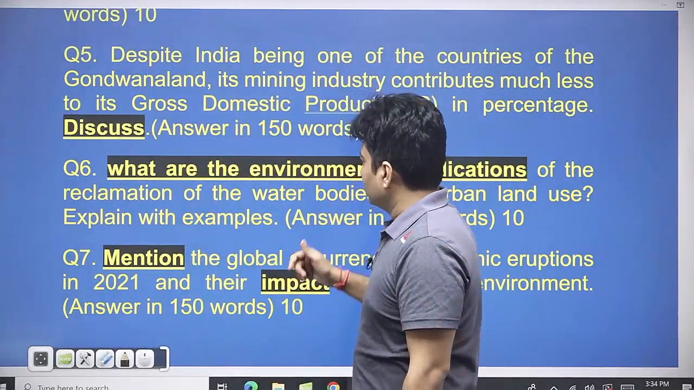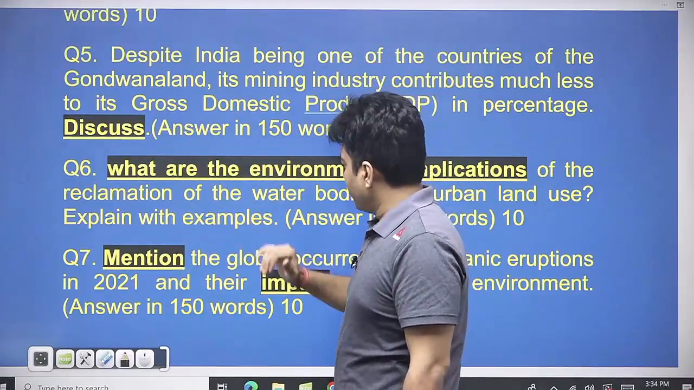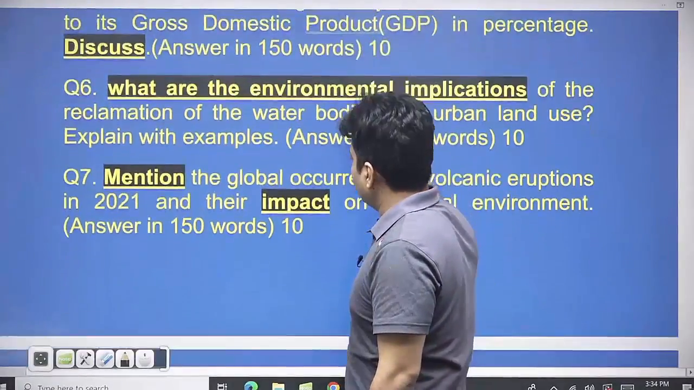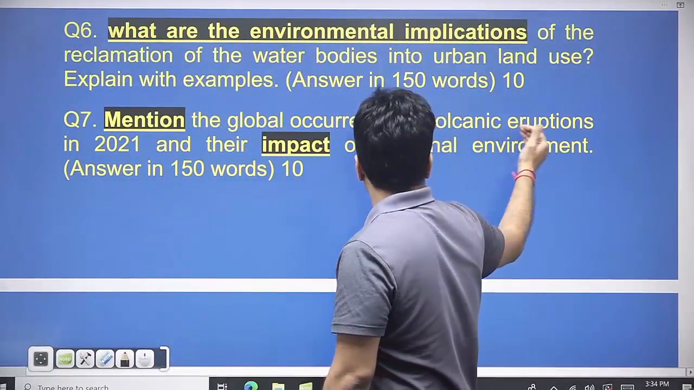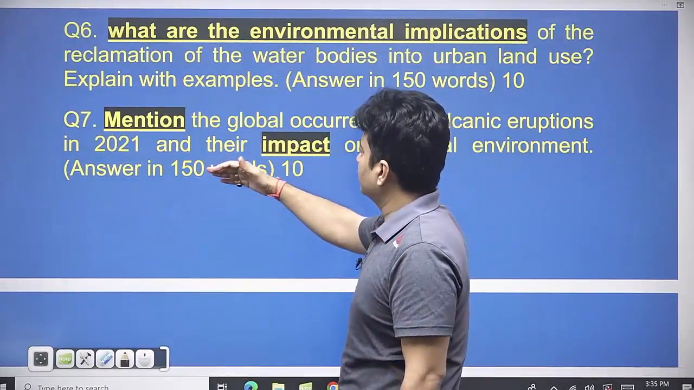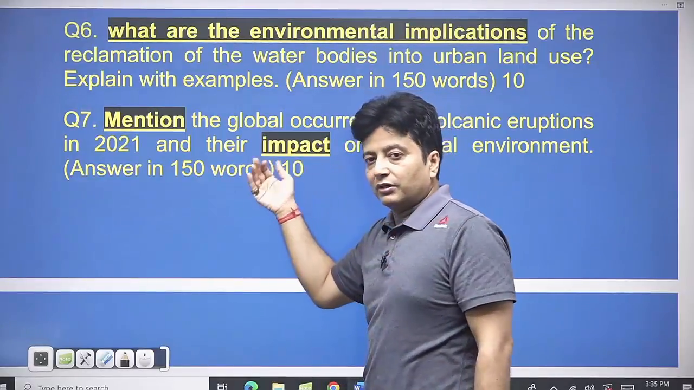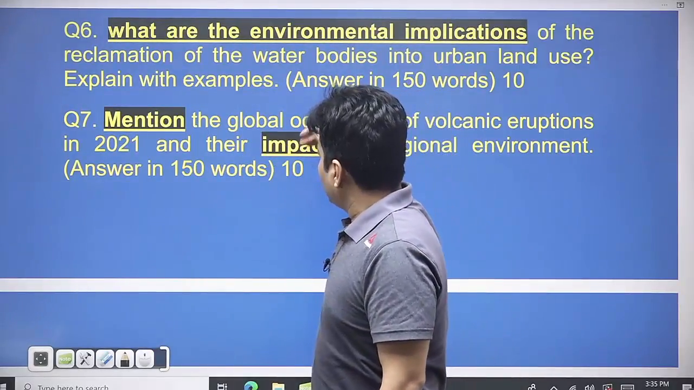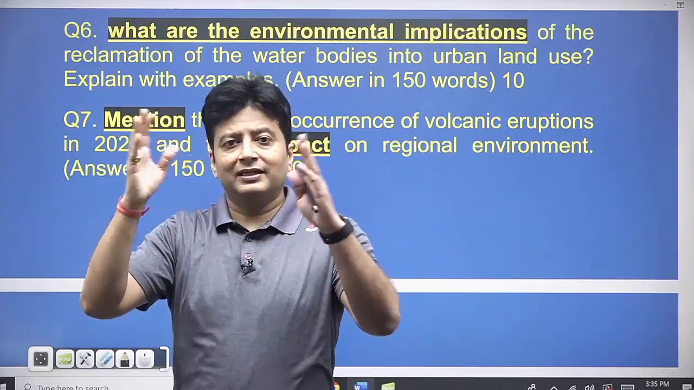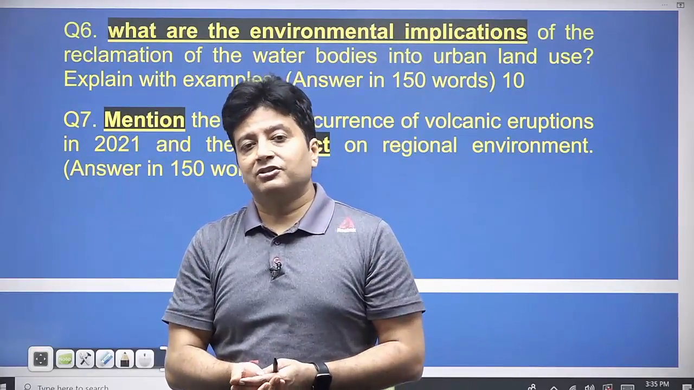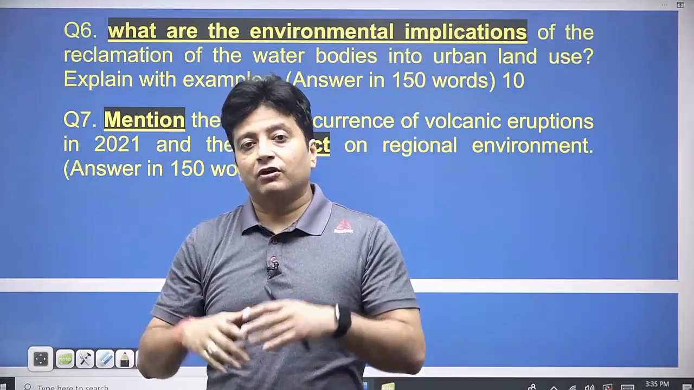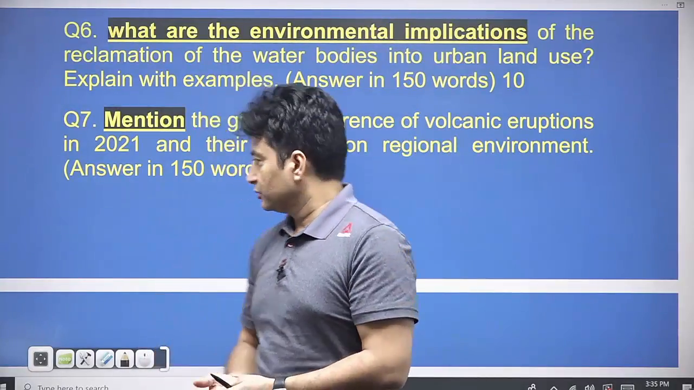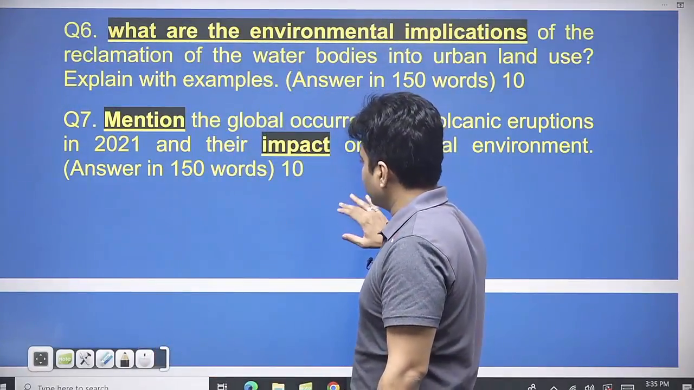Okay. Now there is another word, mention, then impact. So mention the global occurrence of volcanic eruption in 2021 and their impact. So it might not have been the word impact, but overall what are the implications on the environment, what are the implications on society, and what all happened there. Okay. So they have categorically used the word impact.